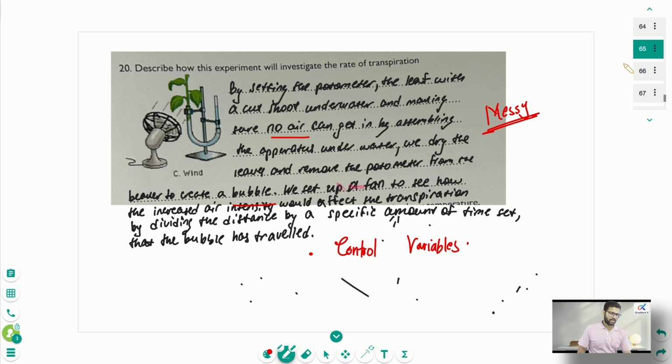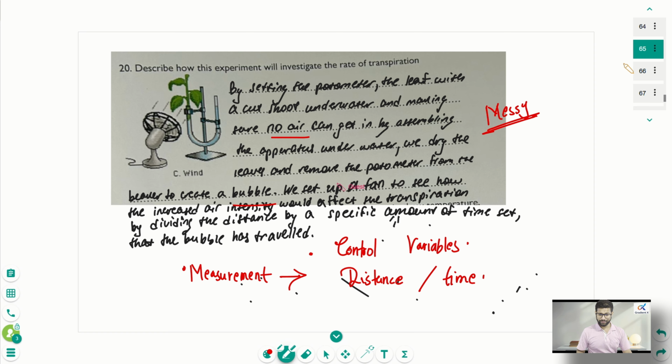Second thing, the measurement. We are providing the wind to it, right? The wind will increase the rate of transpiration. Yes, because it will make the water concentration gradient steep. As I told you, you know the words. Why didn't you use it? Because of the wind, the water concentration gradient will become steep. If you would have mentioned that, it would have been much better, right?